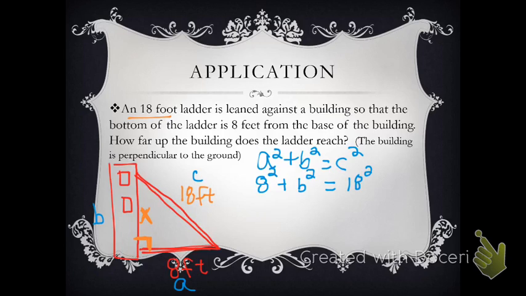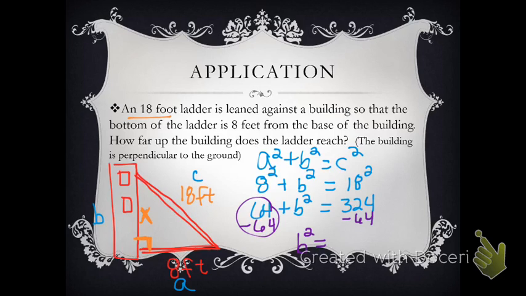So we're going to square what we can. We've got 8 squared is 64. I can simplify that. 18 squared is 324. And remember, before I can take the square root of both sides, I have to have the squared object by itself. So at this point, the next thing I'll do is subtract 64 from both sides so that I can isolate the b squared, and I get b squared equals 260. And now I can take the square root of both sides, and the square root of b squared is plus or minus b.